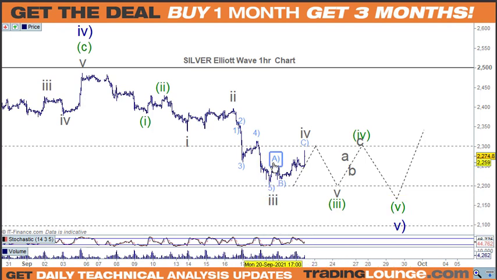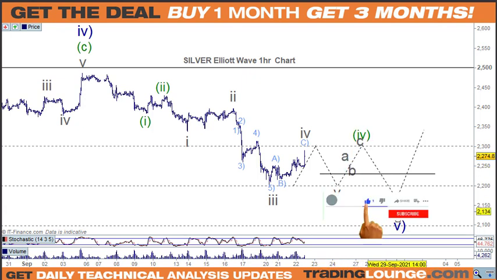So we've got a little A, B, and 1, 2, 3, 4, 5 for the C wave, not quite finished yet. That'll come back to this wave 4 of one lesser degree, then down for wave 5, then an ABC for wave 4, and then down for wave 5. So I sort of see it like that.